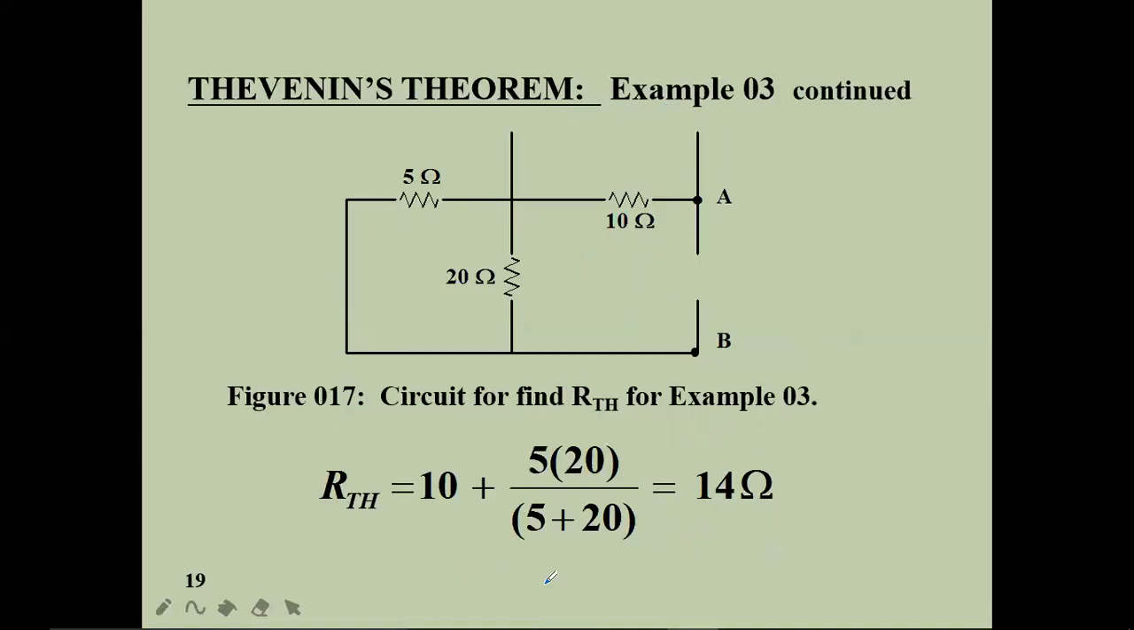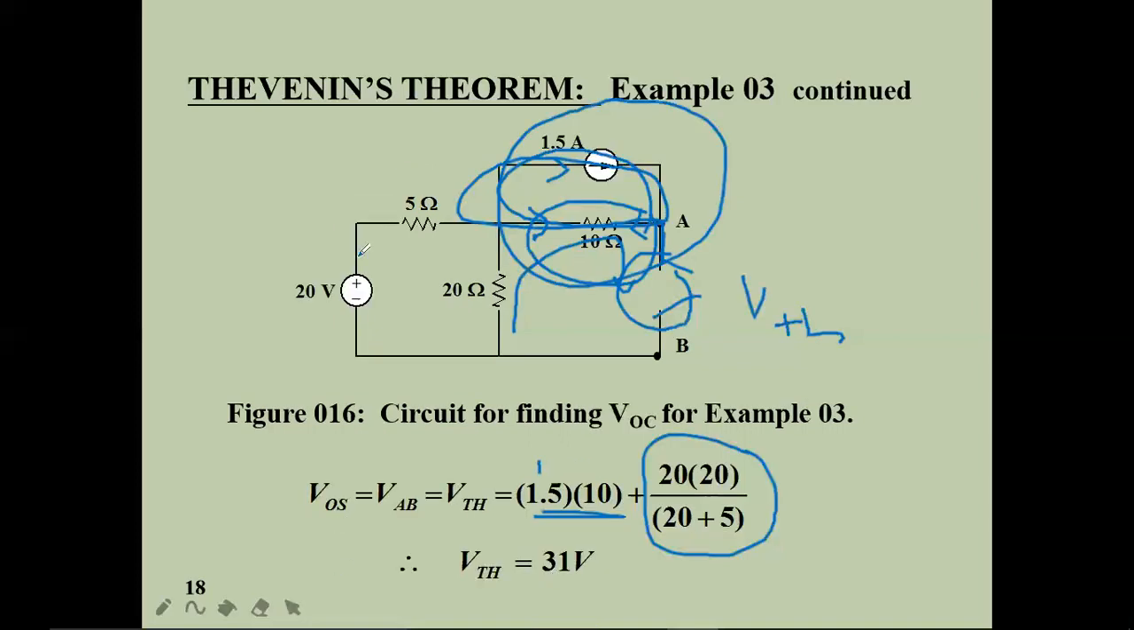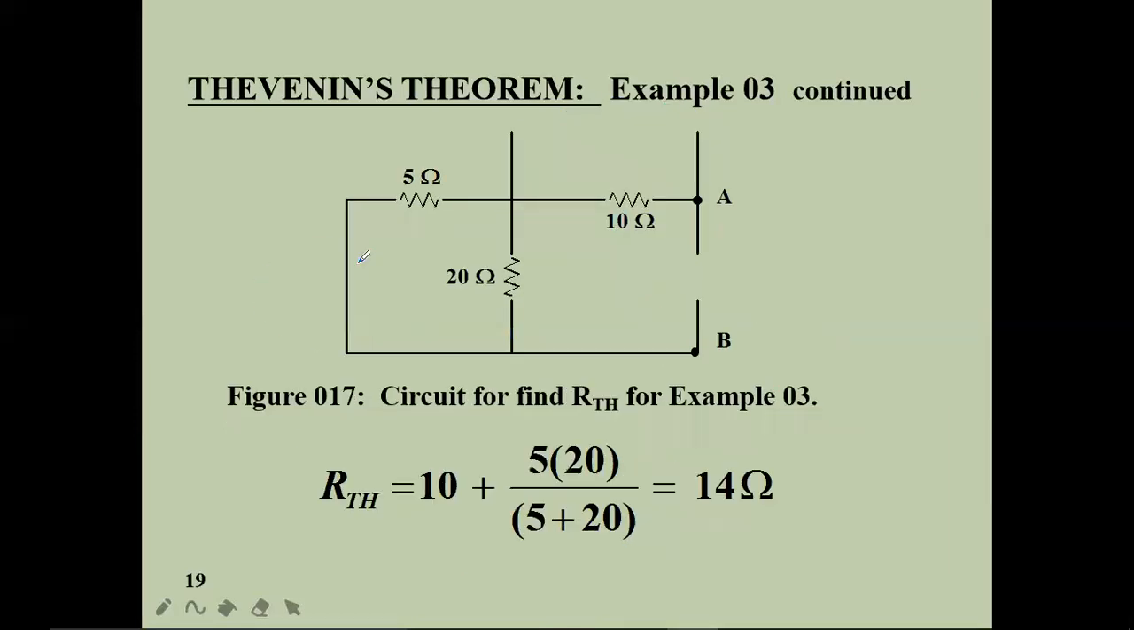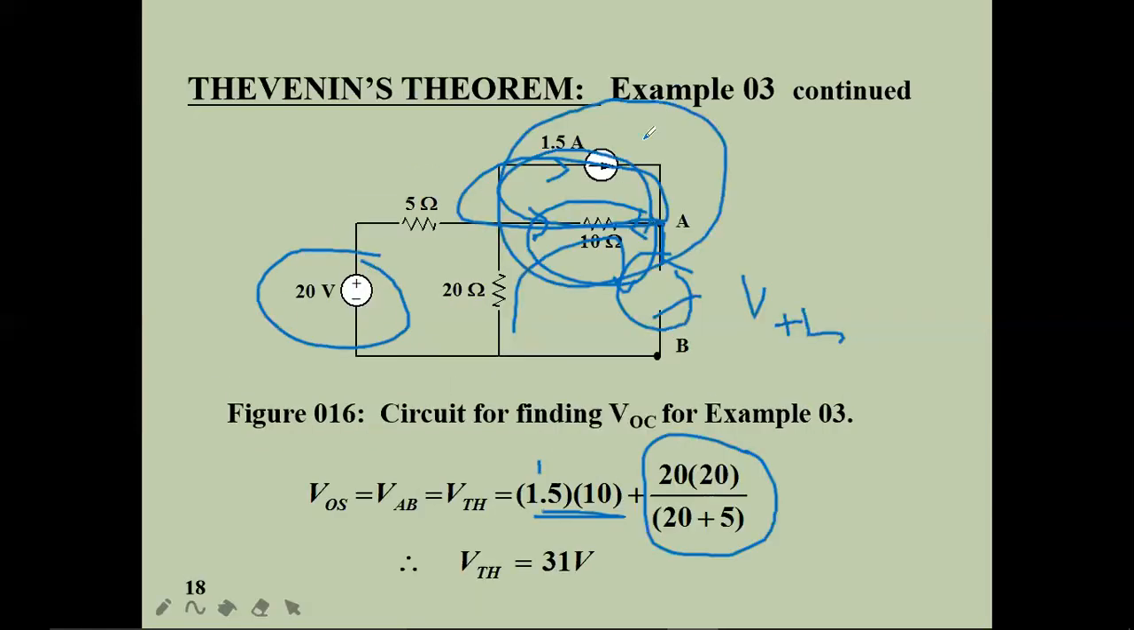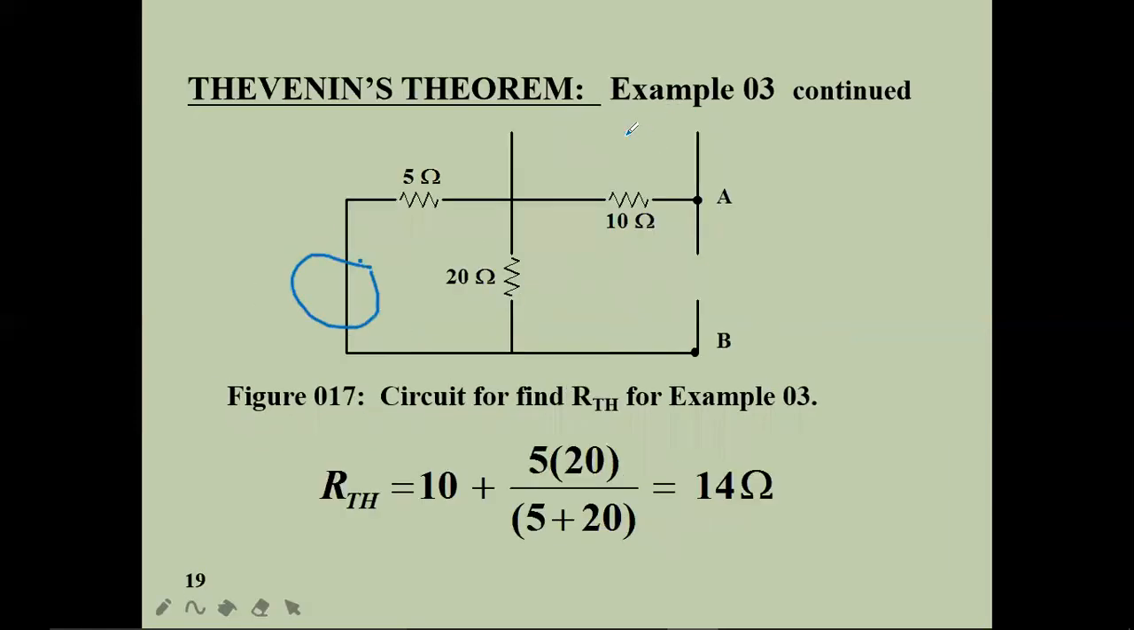Now RTH. For finding RTH, all the voltage sources are short circuited and current sources are open circuited. Here this is a voltage source, short circuited, right? And this is the current source, which is open circuited. Now remove all these extra nodes and extra lines, and then it is clearly visible.